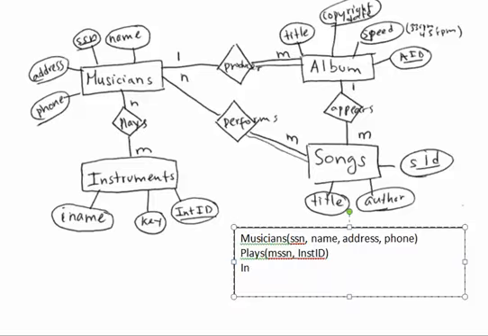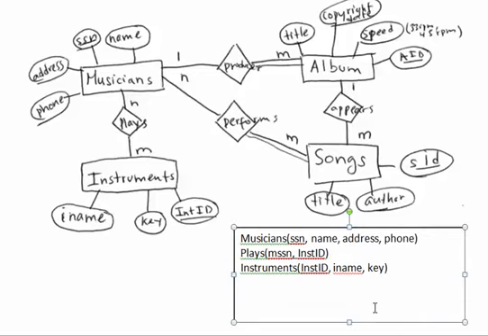Okay, now instruments. Then we get the instrument ID and the instrument name, the key. And the instrument ID is my primary key. Okay, so then I don't get any foreign keys there. Now album, we get a foreign key from musicians, and that's it. We don't get foreign keys from the other relationship.